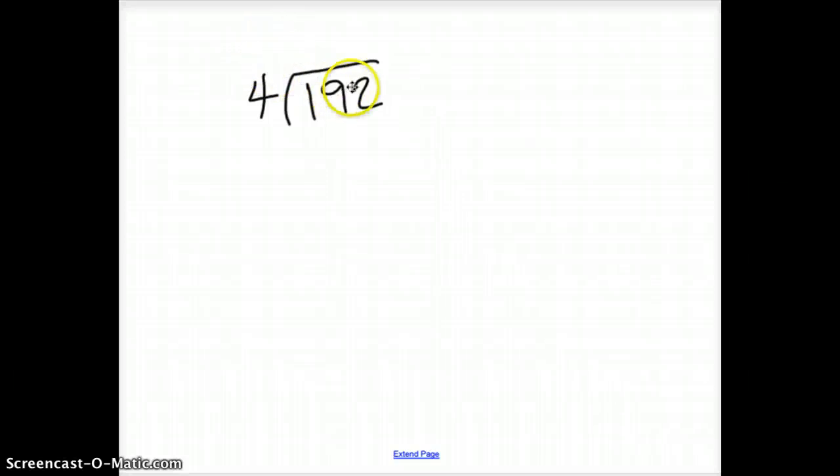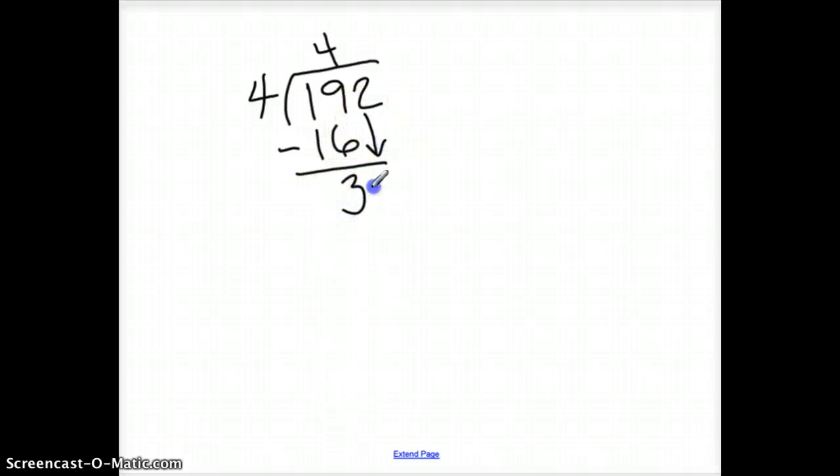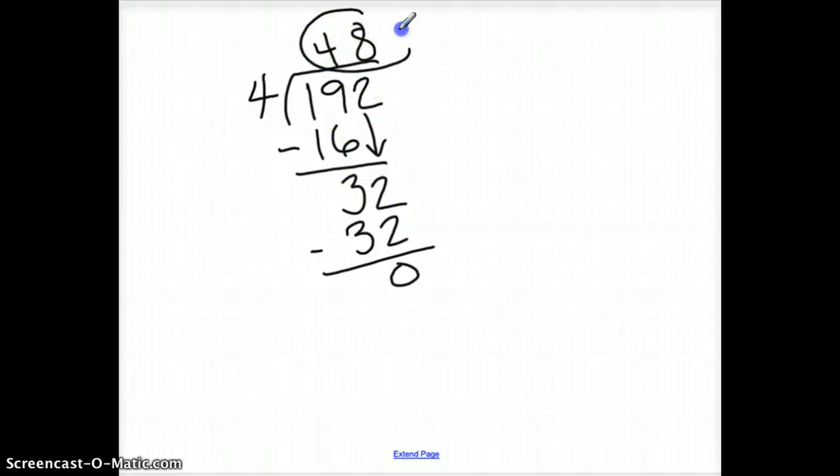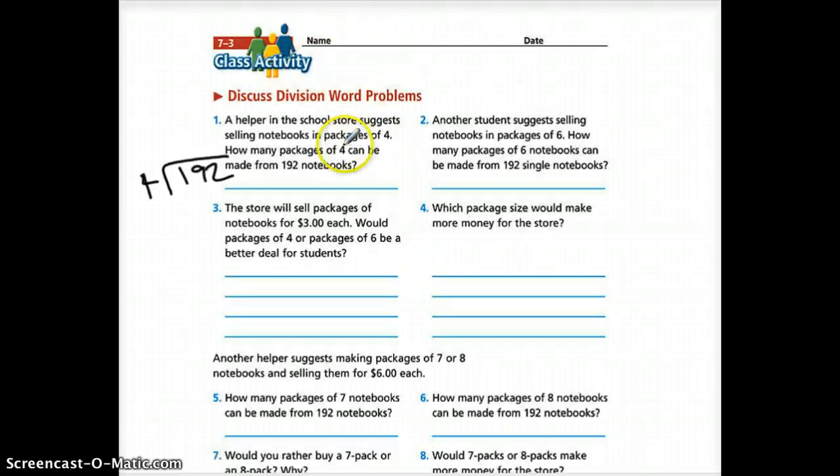Okay, so can I do 1 divided by 4? Nope. So I'm going to do 19 divided by 4, which is 4. 4 times 4 is 16. Subtract, I get 3. Bring down my 2. 32 divided by 4 is 8. 4 times 8 is 32. Subtract, I get 0. So I can make 48 packages.